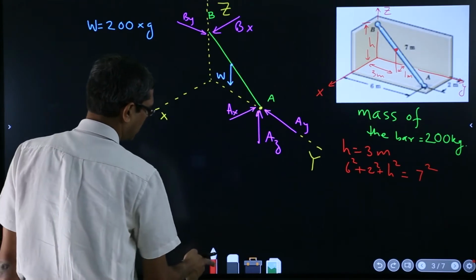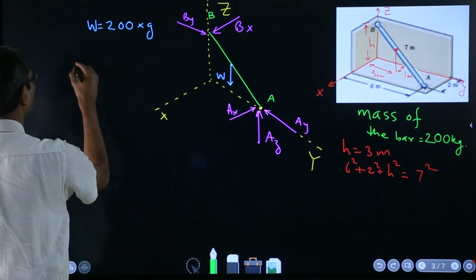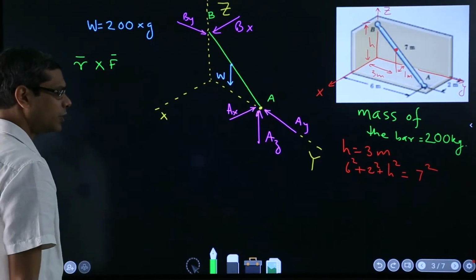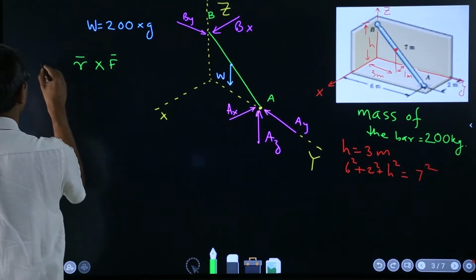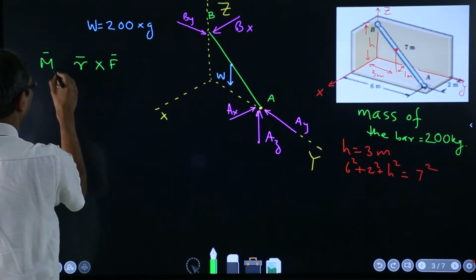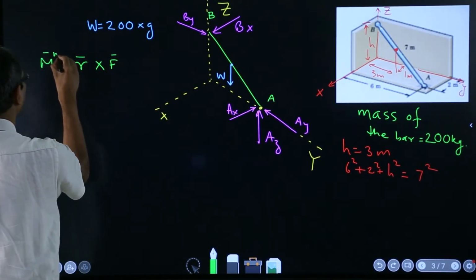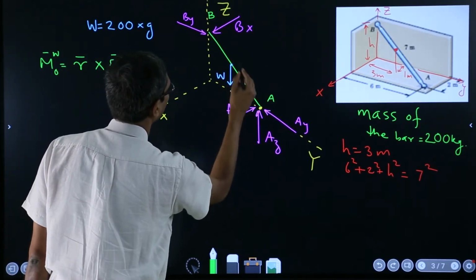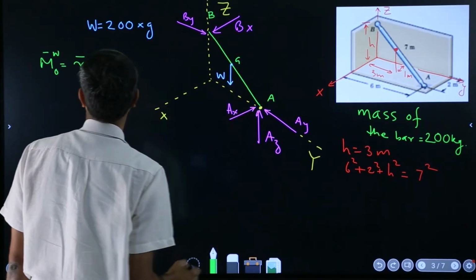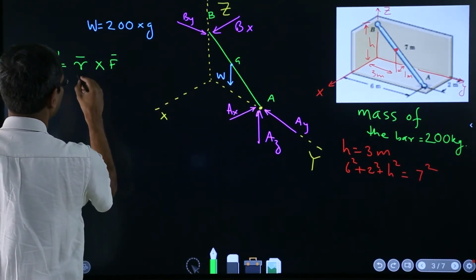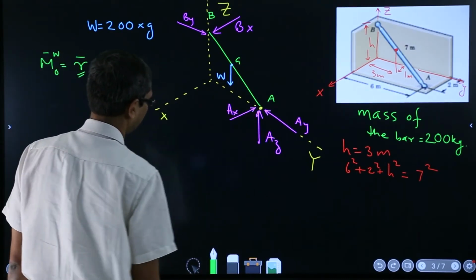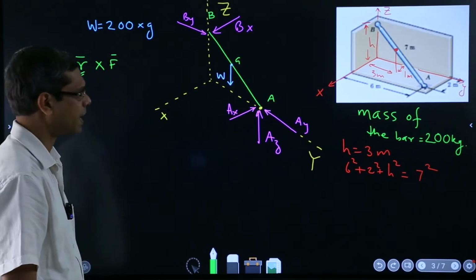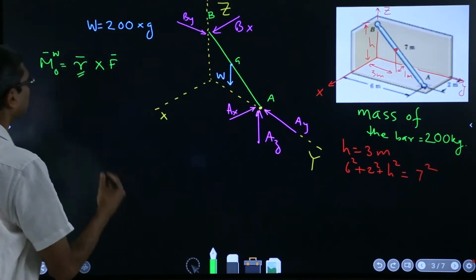You know that we always do R crossed with the force to get a moment. So the moment of the force W about O is equal to, let me call this point G, this R is from A to G and F is W times minus k. So now let's see.